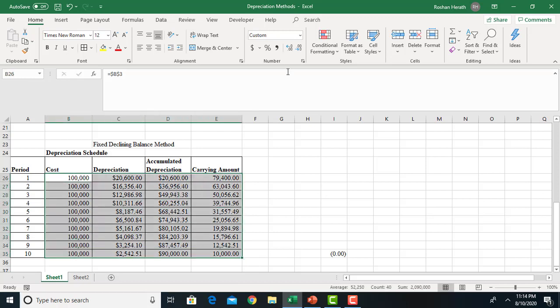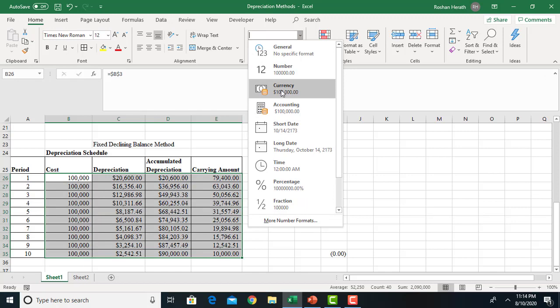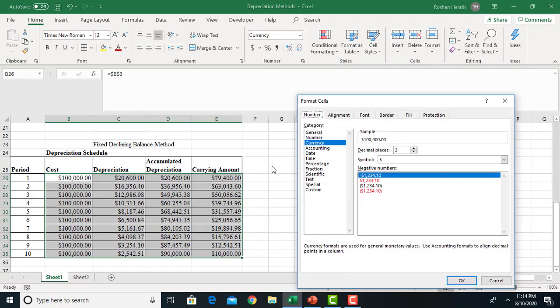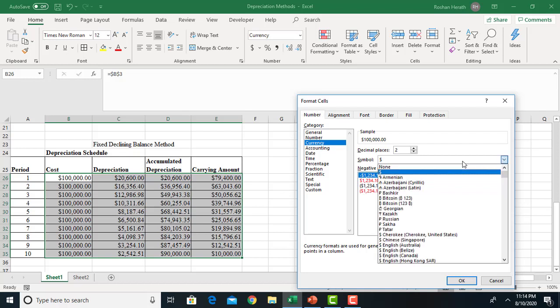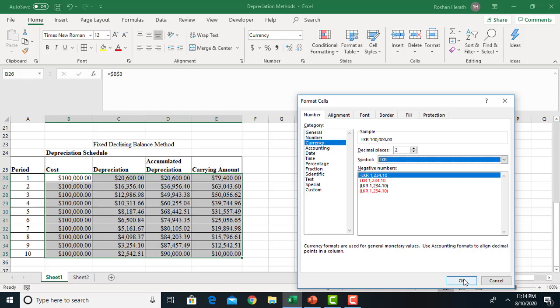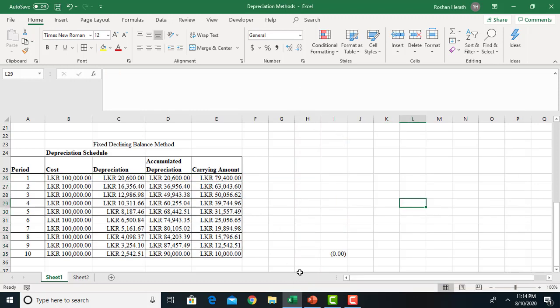Now we can format this. It's a kind of currency formatting. Go to the more numbers, and it is going to be LKR. Right. Here we have the depreciation schedule under the fixed declining balance method.